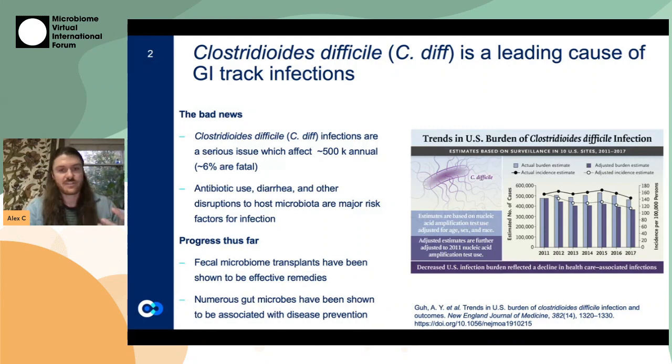And a lot of research has been done on this topic, and there have been numerous studies that found various associations with the abundance of certain microbiota with the prevention of disease. But there's still a lot of work to be done to fully understand this and develop probiotics.